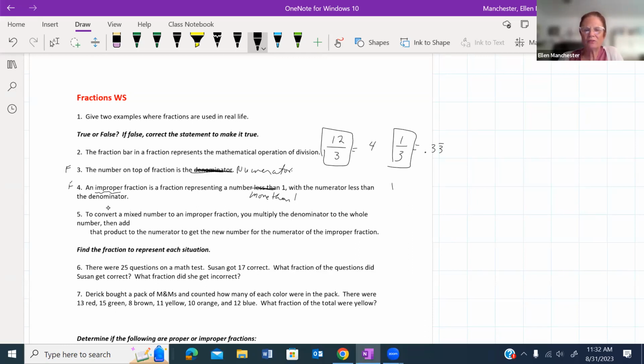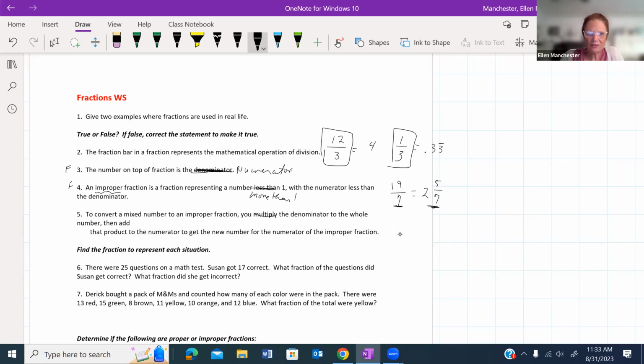So if I had 19 divided by 7, when I do the division, 7 goes into 19 twice. That's 14 with 5 left over. So it's always going to be larger than 1 when it's an improper fraction. And then you just saw how I converted it to a mixed number. So this is improper. This is mixed because you have a whole number and a fraction. And the only way you do it is you just do the division. You divide the numerator by the denominator.